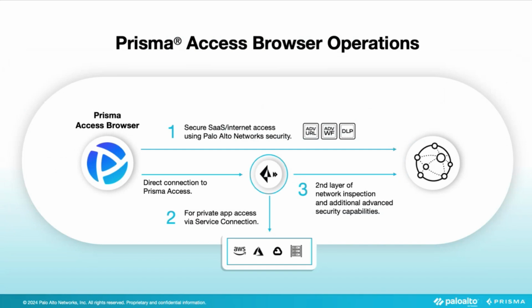Now, today we're going to look at both. So we're going to use Prisma Access Browser to secure access to public applications such as Internet and SaaS applications. We can leverage Advanced URL Filtering, Advanced WildFire, and Advanced DLP to make sure that there are no threats within the traffic to and from those applications, but that there is also no sensitive data leaking. And we're going to apply the same logic, but this time to private applications. Again, those private apps can be hosted on-premise or somewhere in the cloud.